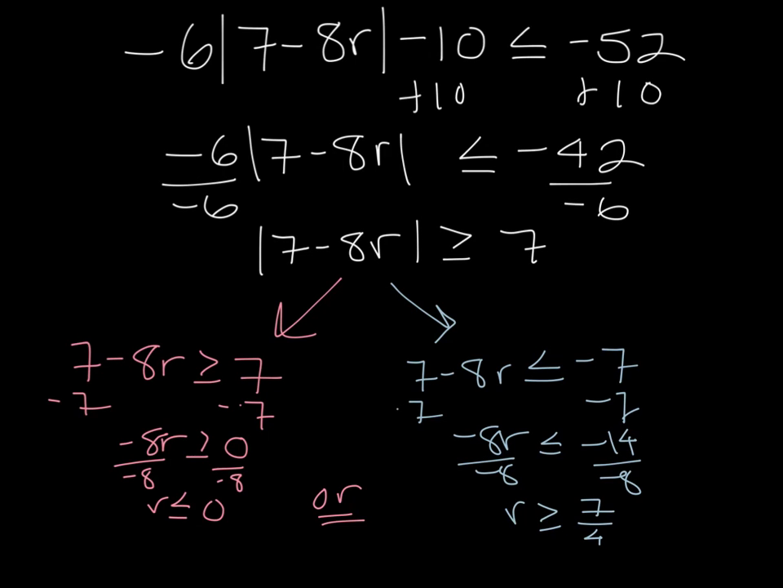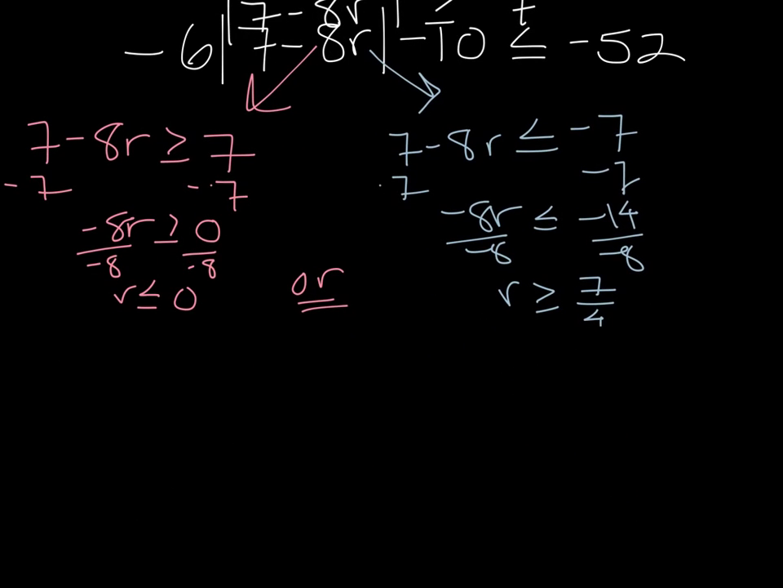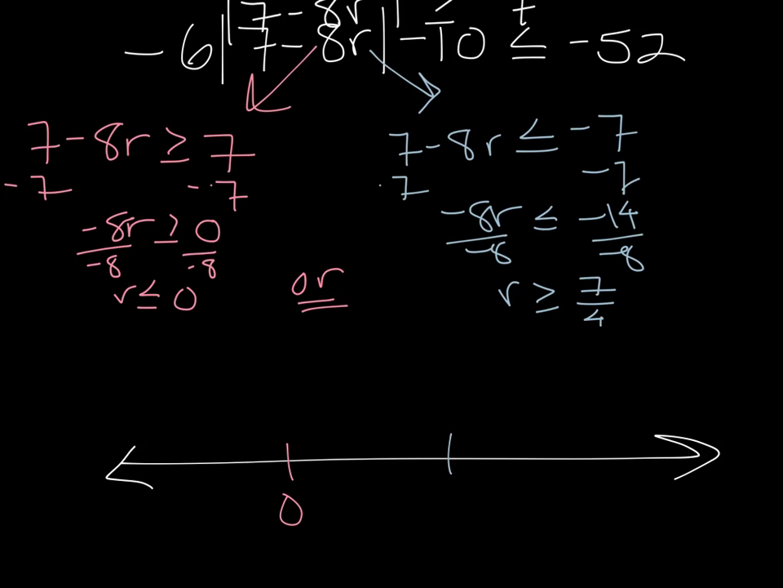Let's give us a little bit more room here. There we go. And now we need to go ahead and graph this on the number line. So this is an or situation. We're going to put the key numbers on here. So I'm going to put 0 on, and 7/4.